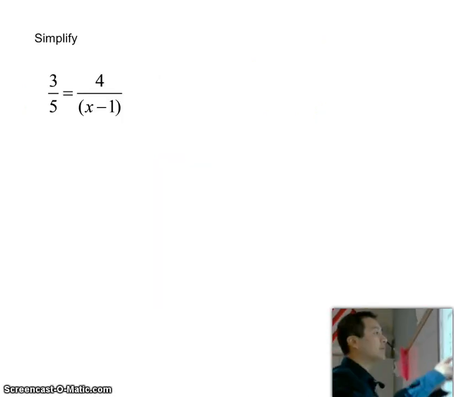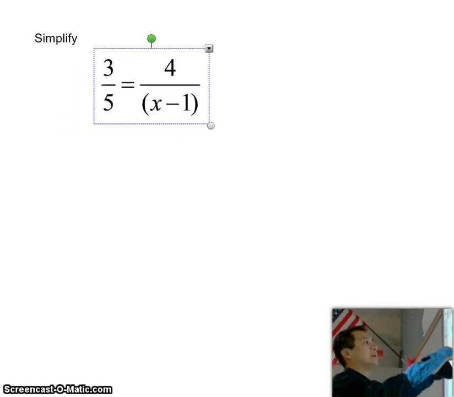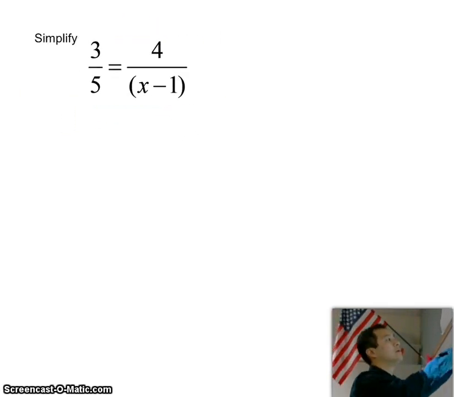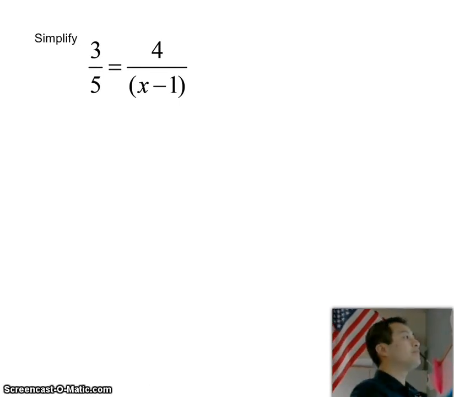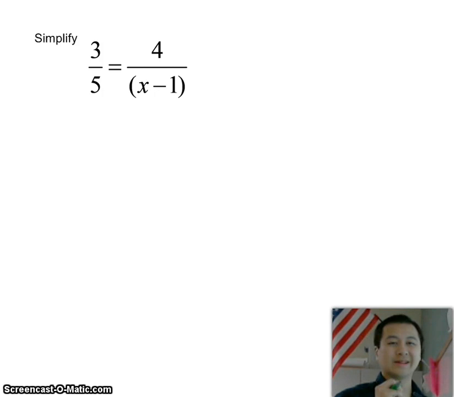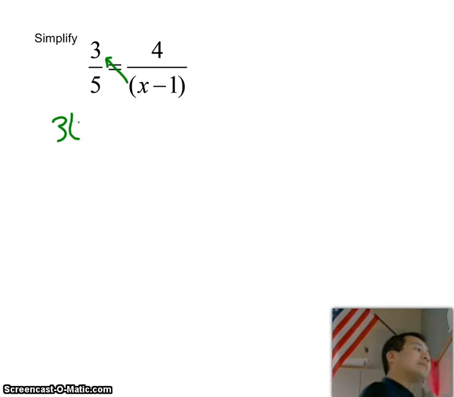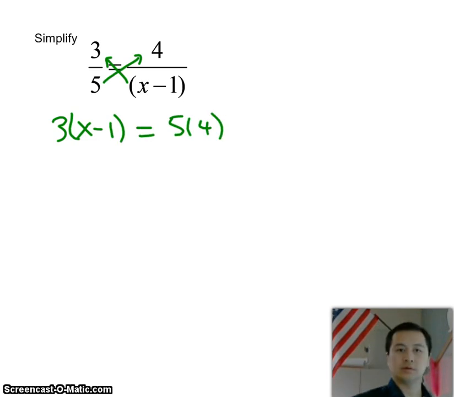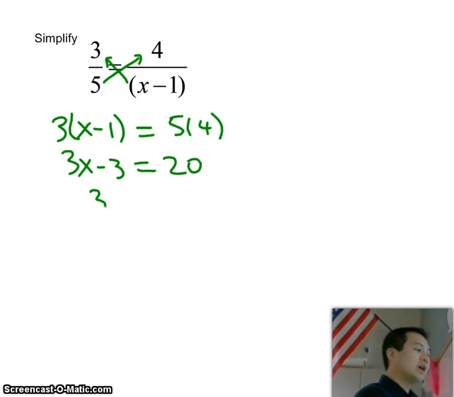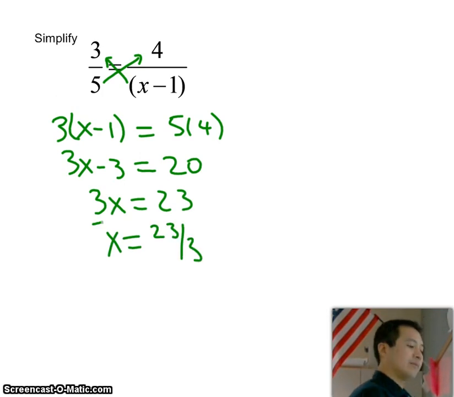This is problem number 2. Can you label this problem number 2, please? Solve for x. First of all, I'm going to do one of two ways. Actually, I'm going to cross multiply for you. Cross multiply, that becomes 3 times x minus 1. Cross multiply, that becomes 5 times 4. 3 times x minus 1 is 3x minus 3 equals 20. Solve for x, add 3 to both sides. 3x equals 23. x equals 23 over 3.